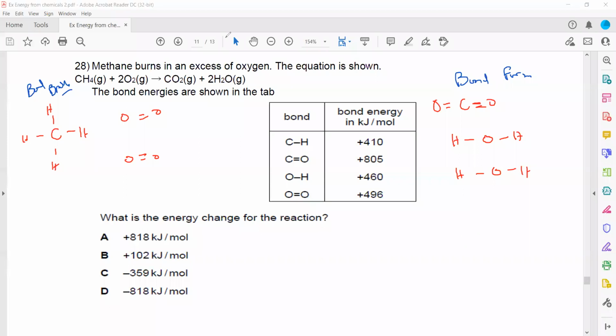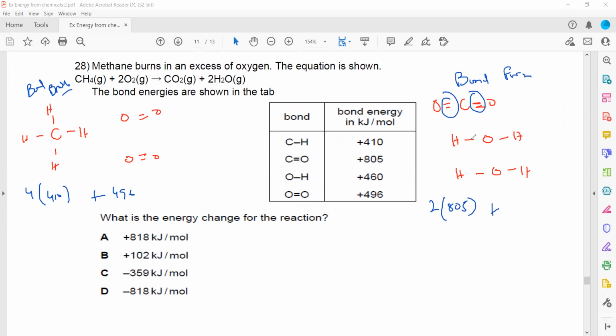So how is D the right answer? Because bond breaking minus bond forming. The bond breaking: 1, 2, 3, 4 CH bonds are there. So it will be 4 multiplied by 410. And oxygen double bond, that is 496. And bond forming energy, O double bonded with C, that is 805. So it will be 2 multiplied. Why 2 multiplied? Because 1 and 2 bonds are there.